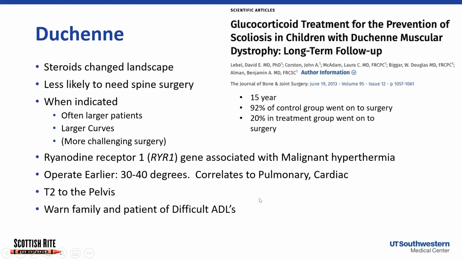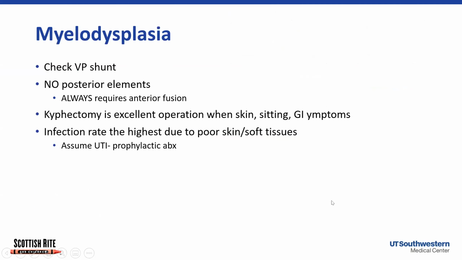Go T2 to the pelvis. You have to warn families because they have upper extremity weakness. Now their chest is taller and it's very difficult to get their hands to their mouth. And that's something you have to warn families about, because that expectation has to be there before surgery.